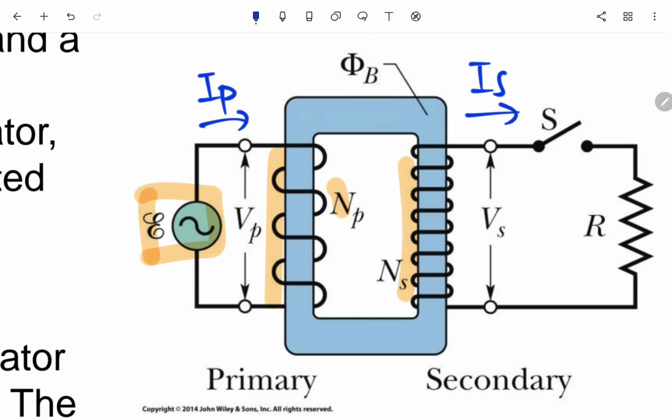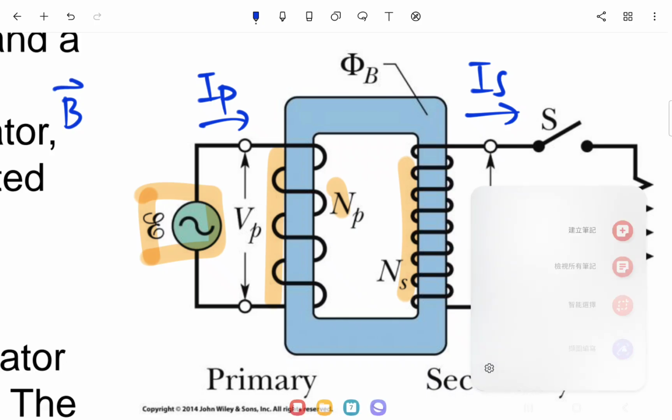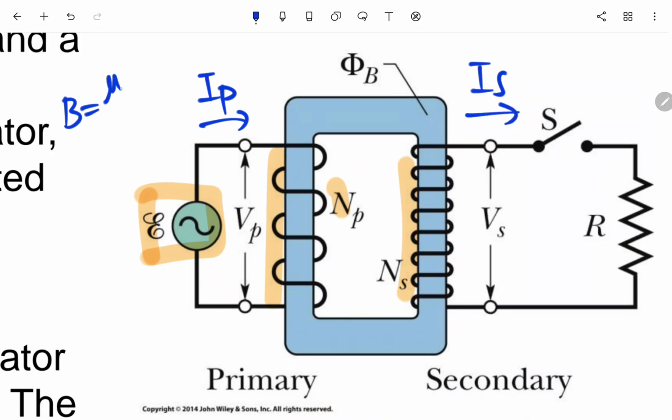Then, according to Ampere's law, you will have a B field to be mu 0 IN. Okay, mu 0 IN. Okay, so this is the B field inside the solenoid. We assume it is uniform. Okay, and then of course this is N.